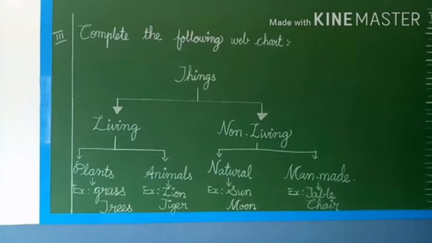Plants and animals. Example for plants: grass, trees. Example for animals: lion, tiger.